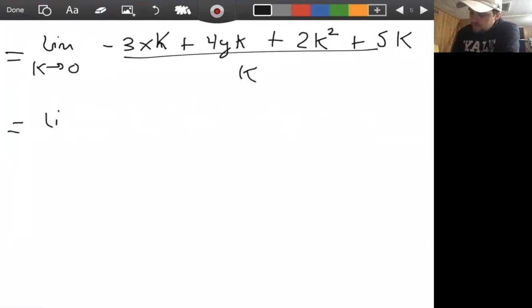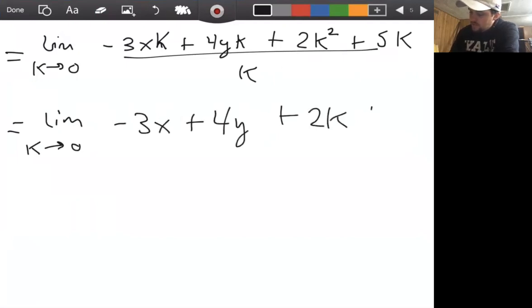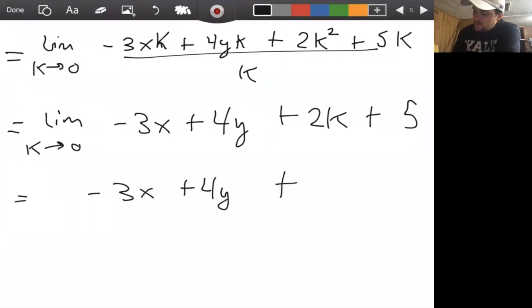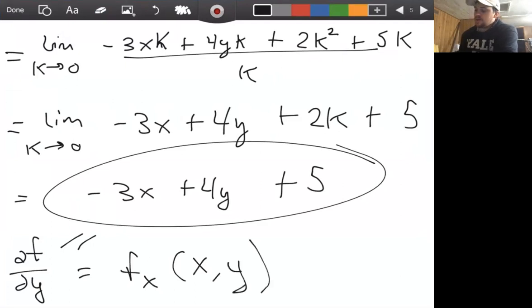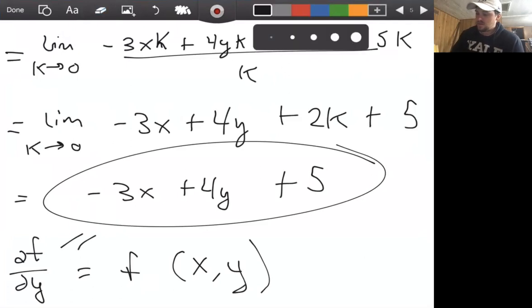So then we can simplify a bit more since every term has a k in it. Limit as k goes to 0 of negative 3x plus 4y plus 2k plus 5. And evaluating this limit at k equals 0 gives us negative 3x plus 4y plus 5. And this is the partial derivative of f with respect to y, which again, to emphasize the different notations, is f sub y of xy.